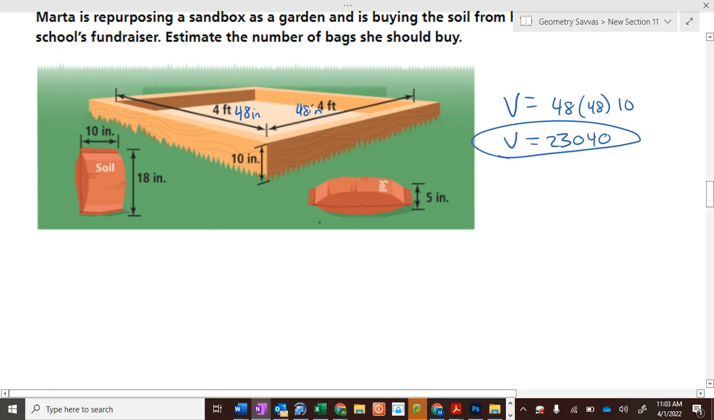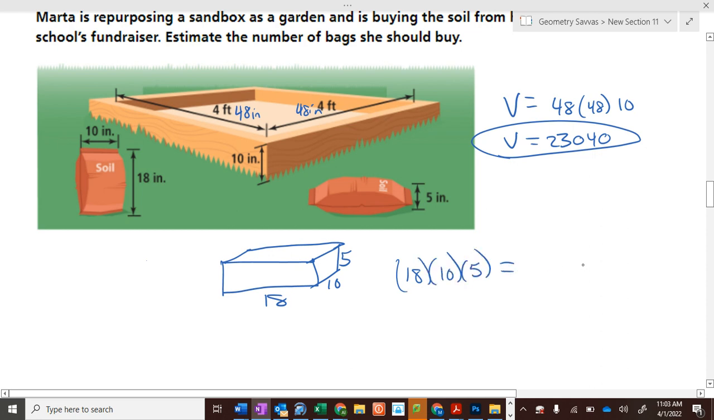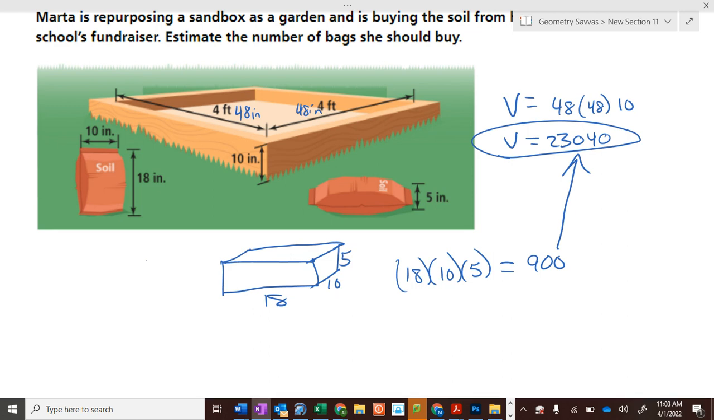They basically are. Yeah. So when you lay them down, they squish into a rectangular prism. All right. So they're 10 inches by 18 inches by 5 inches thick. So somebody, calculator, take 18 times 10 times 5. How many times does 900 go into 23,040? I tried, Joe. It is 25.